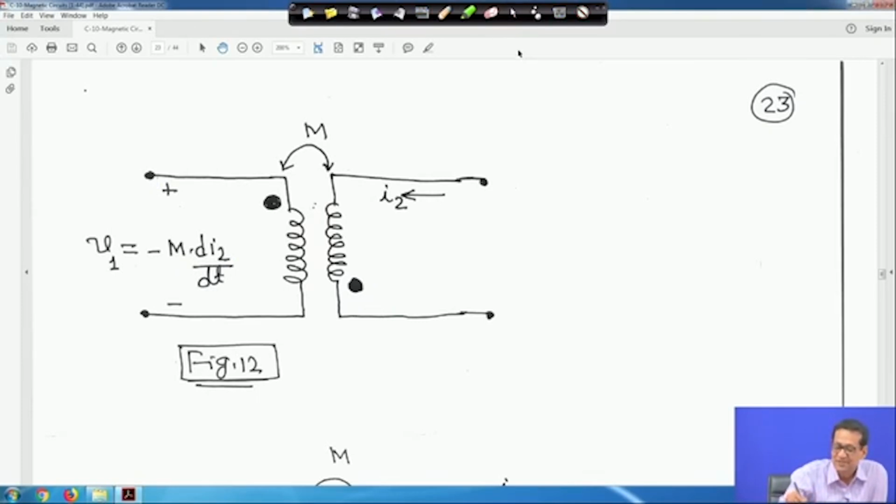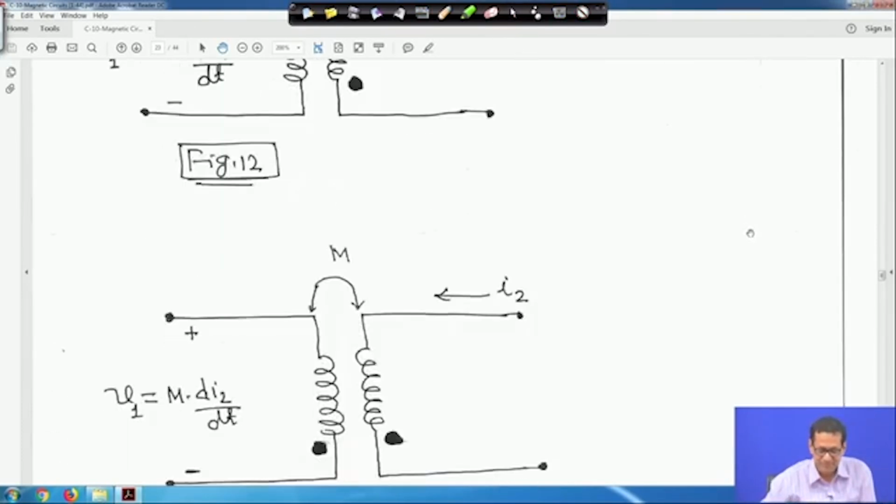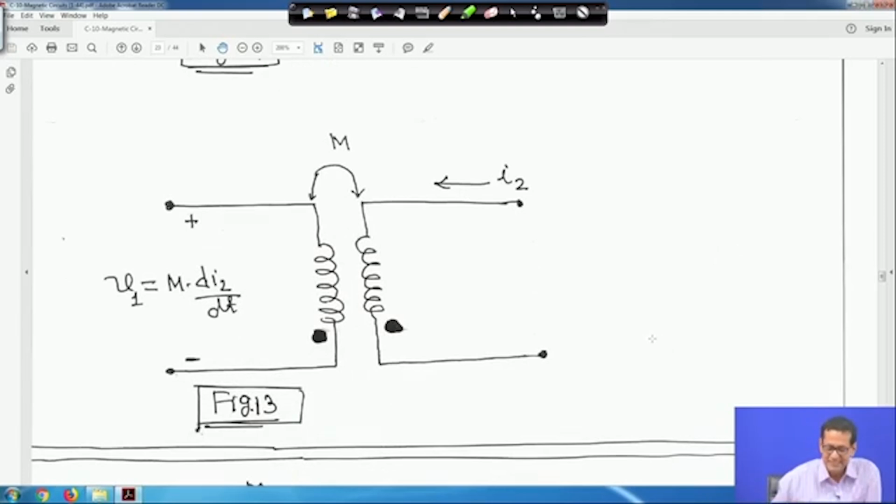Similarly, if you see here, in this case the current I2 is leaving the dot, and the dot is here at the minus, so the reference polarity is also minus, and the current is leaving the dot, that means this will be plus, right. So the idea is, how do you remember it, I will tell you one different rule.